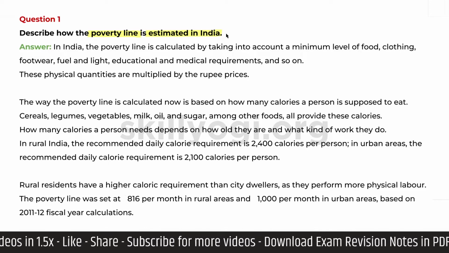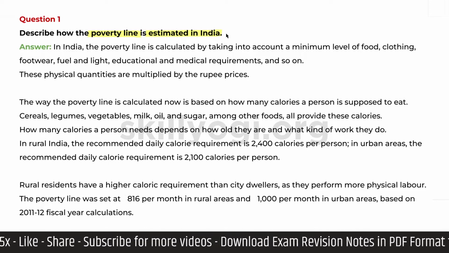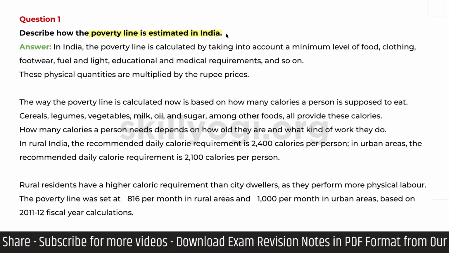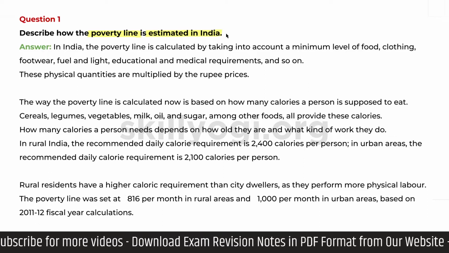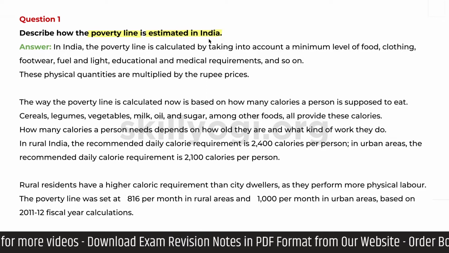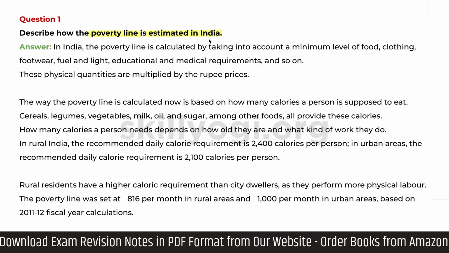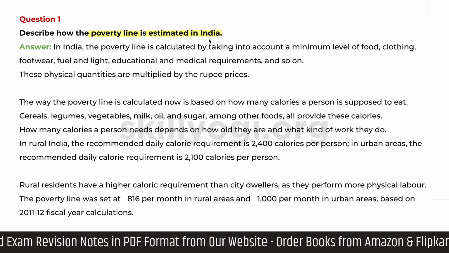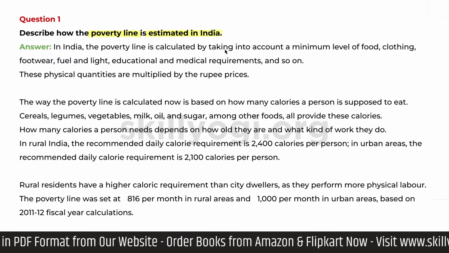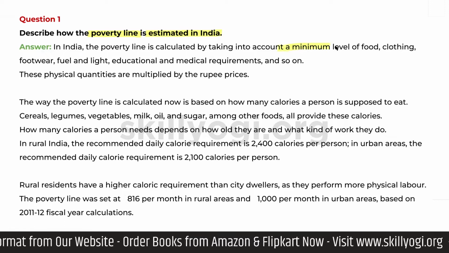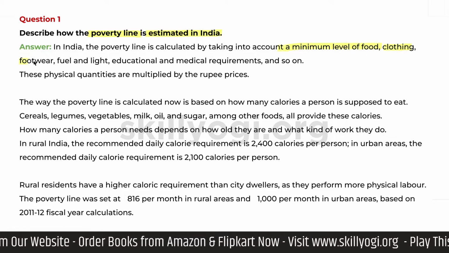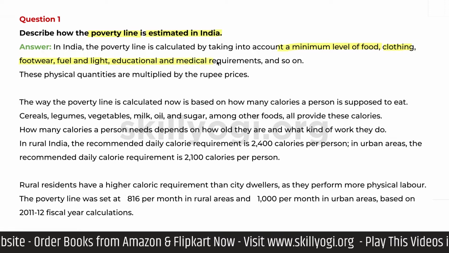Poverty line is primarily a demarcation, how you segregate and differentiate between people who do not have enough resources, who are poor, and people who are not that poor. So that is the segregation or the differentiation, how you do it. In India, the poverty line is calculated by taking into account a minimum level of food, clothing, footwear, fuel and light, educational and medical treatment, and so on.